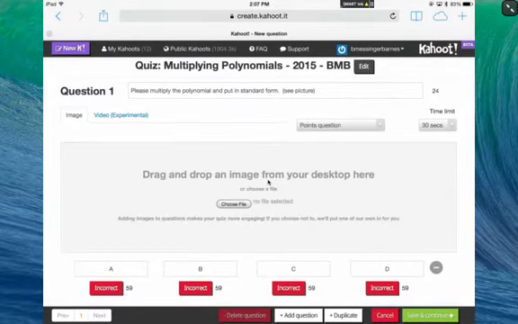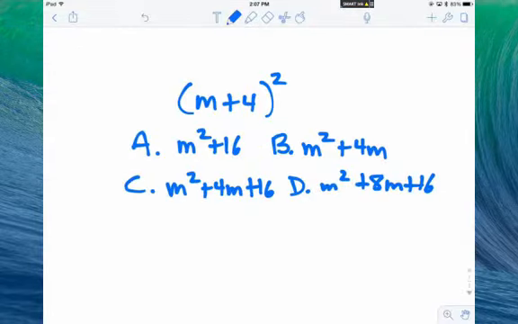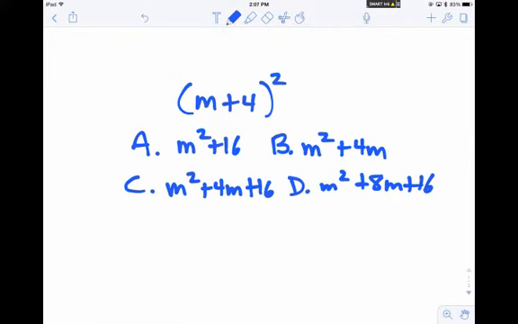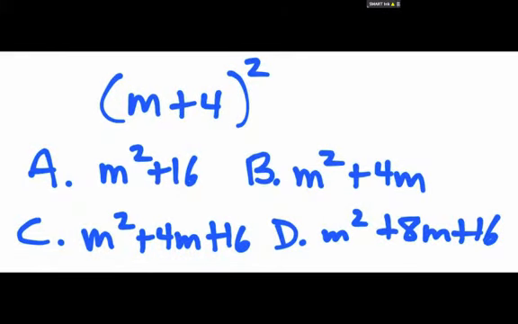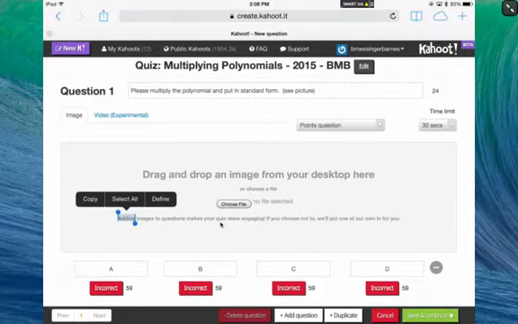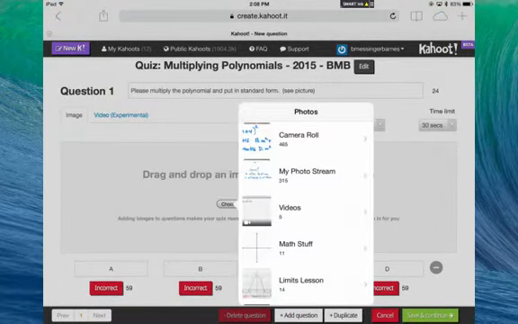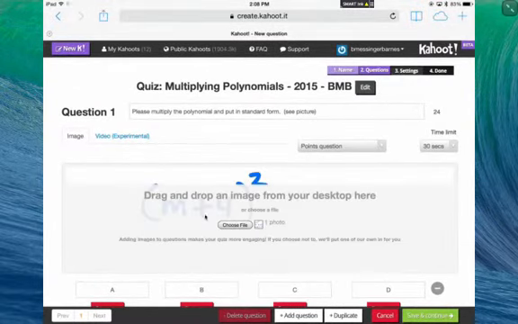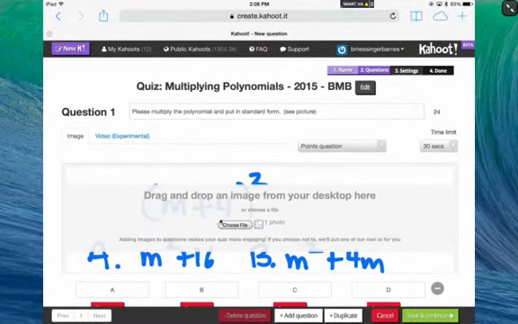Now how do we get that picture from Notability into Kahoot? Well, I'm going to take a screenshot of this, and then you're just going to need to crop that screenshot however you'd like. I think you can do it right within Photos. Awesome, so crop it, and that's the image that we're going to use. So when I go back to Kahoot, I'm going to click on Choose File, Choose Existing, Camera Roll, boom. And that's the image. So we've got a question that pertains to this image and all 4 possible answers are in this image.